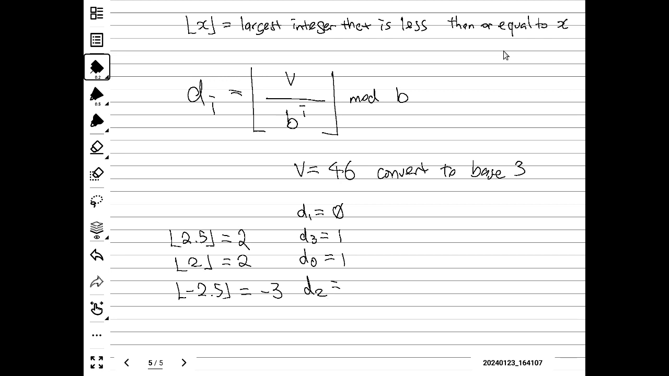9. What is 46 divided by 9? I only care about the quotient. 5 with a remainder of something. Okay? So 5 point something. What is the floor of 5 point something? 5. What is 5 mod 2? Excuse me, 5 mod 3. 5 mod 3 is?